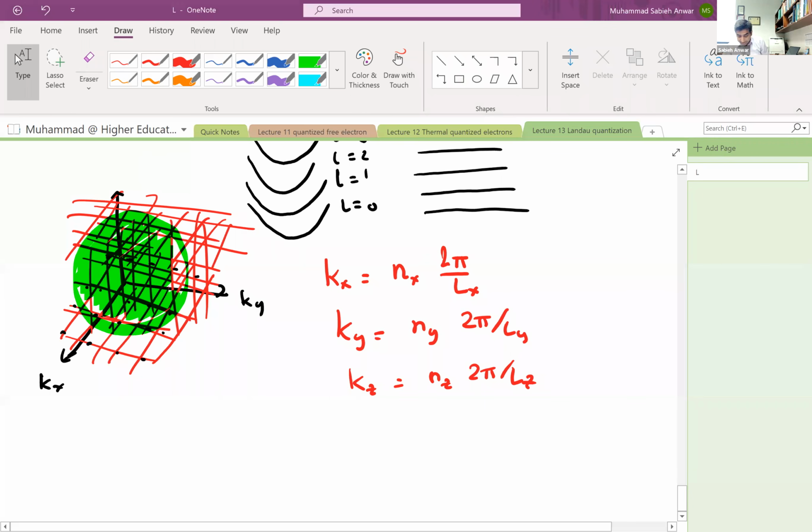Okay. Now, how does this K structure change? This new energy structure gives rise to a new K structure.